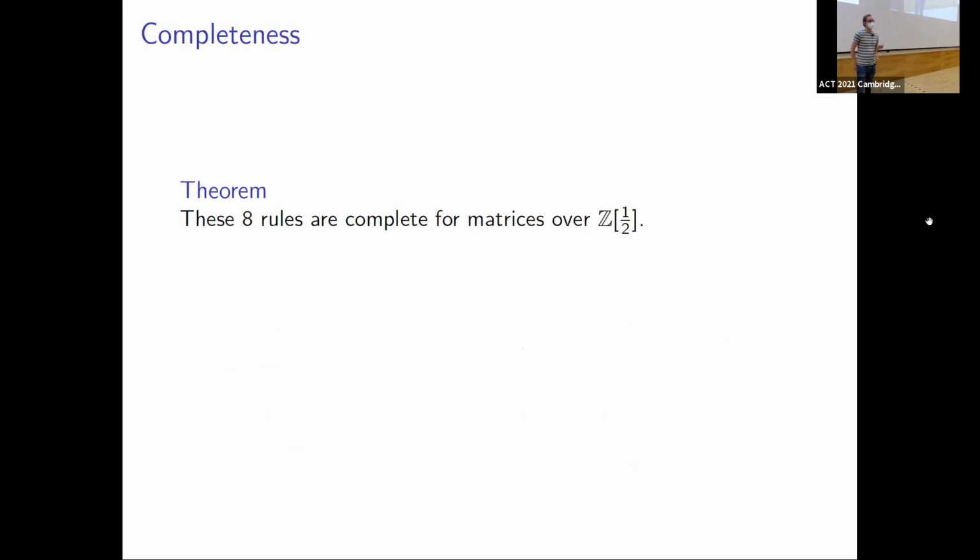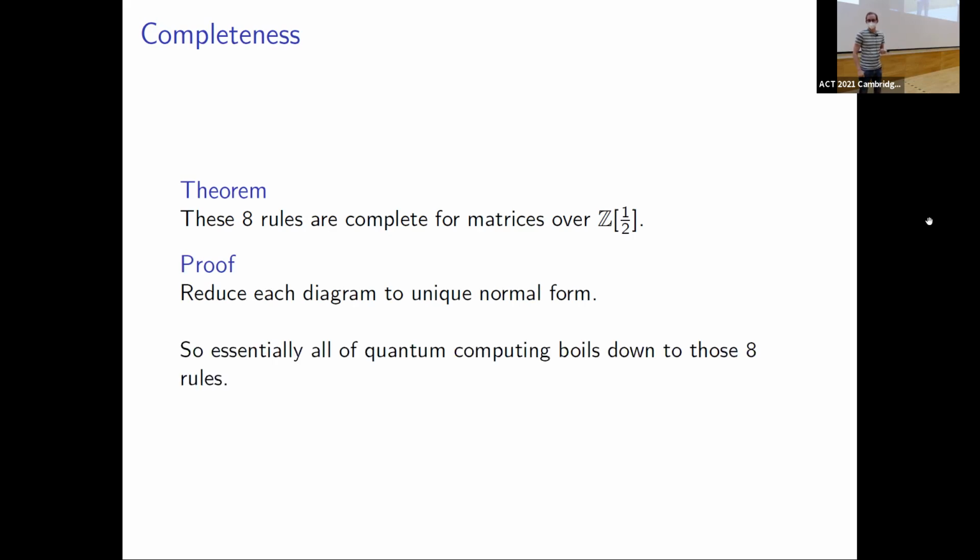And it turns out that these 8 rules are complete for matrices over Z half, so over dyadic rationals. And the way we prove this is we show that each diagram can be reduced to a unique normal form, and this is like the majority of our paper, which takes about 40 pages to prove. And this is really nice because this is an approximately universal gate set, or a set of matrices, for quantum computing.